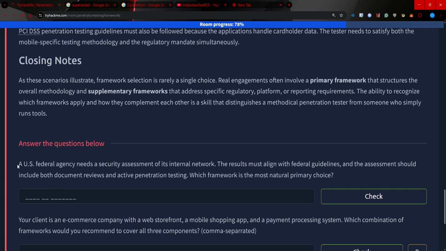So yeah, a US federal agency needs a security assessment on its internal network. The result must align with federal guidelines, and the assessment should include both document reviews and active penetration testing. Which framework is most naturally suited?